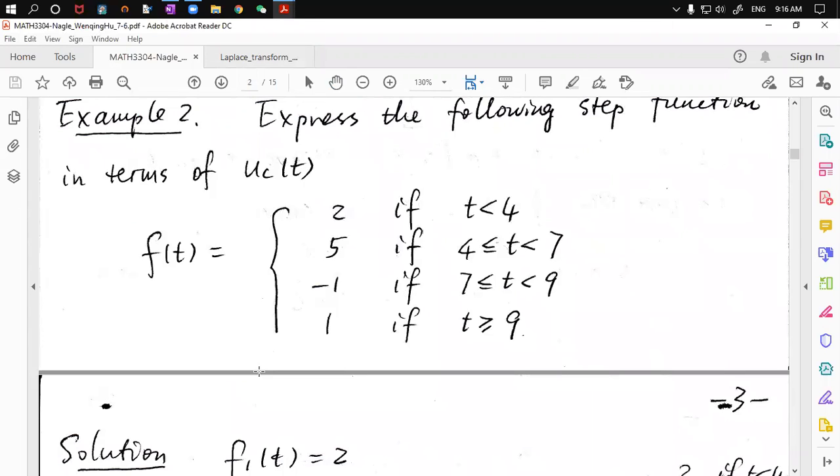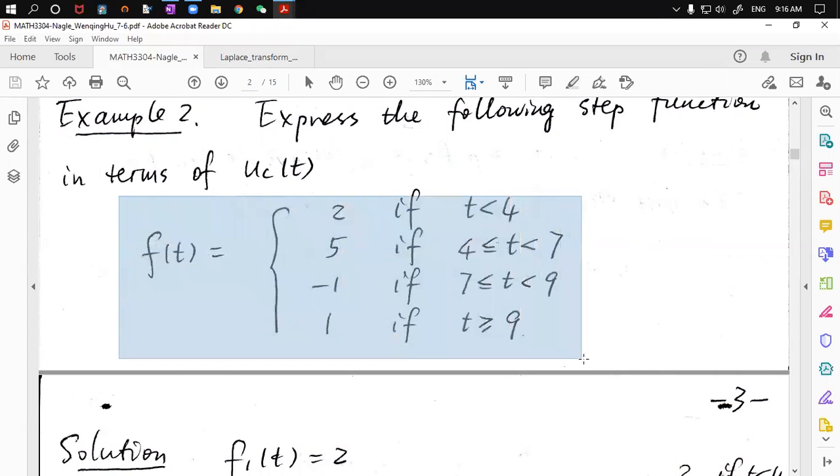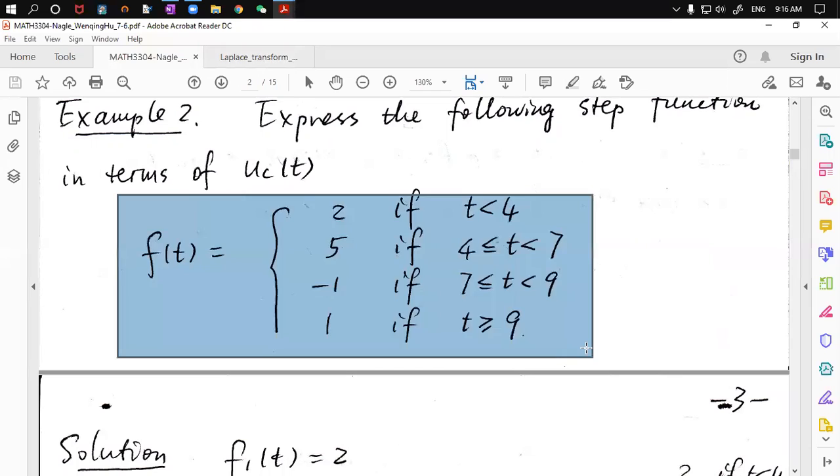So let's look at the inverse problem. The inverse problem says, can you express the step function? Here is a step function, but I want you to rewrite it as a linear combination of unit step functions. Okay, so let's look at this problem.